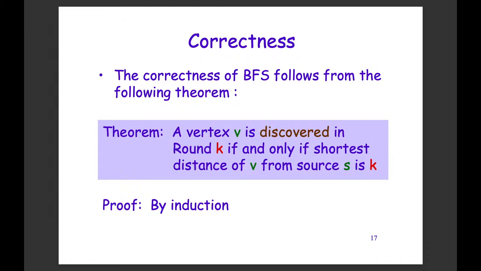We can prove this easily by induction because the key point here is that if a vertex is at exactly K step shortest distance from S, it must have a neighbor which is exactly K minus 1 step from S. And then if this neighbor is correctly discovered in a certain round, then the one step more neighbor will be correctly discovered in the next round. So this is the idea of how we can prove this algorithm to be correct.